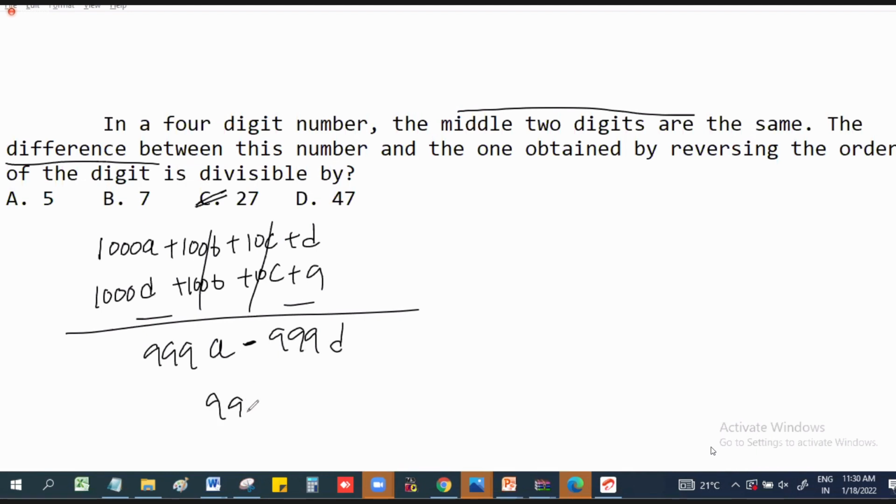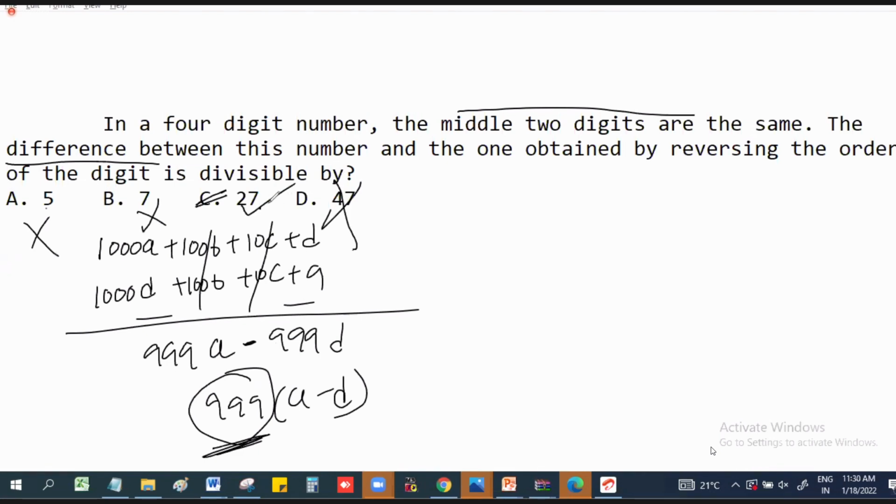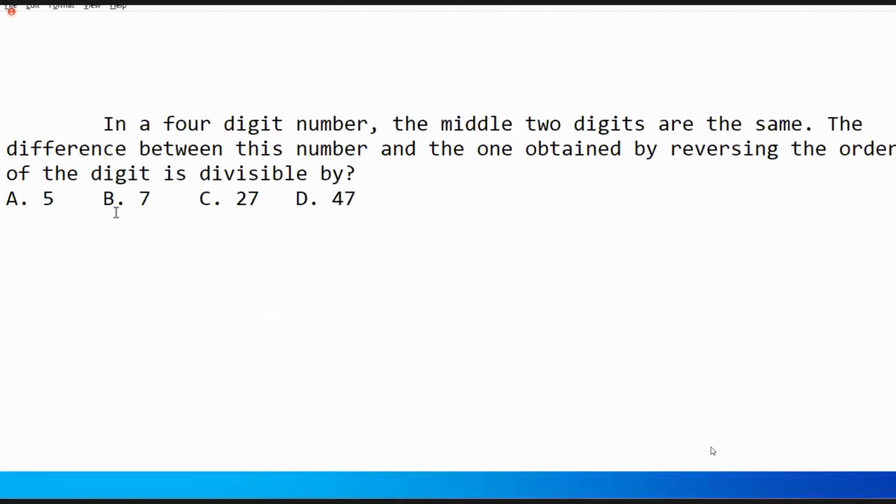If you take 999 common, it's going to be A minus D. So the whole question is, which number is going to divide 999? Is 999 going to divide with 5? No. With 7? No. If you want, you can check it out. With 27? Yes. With 47? No. So it is divisible by which number? 27. So you should know the forms and you should know how to do it. So that completes your solution.